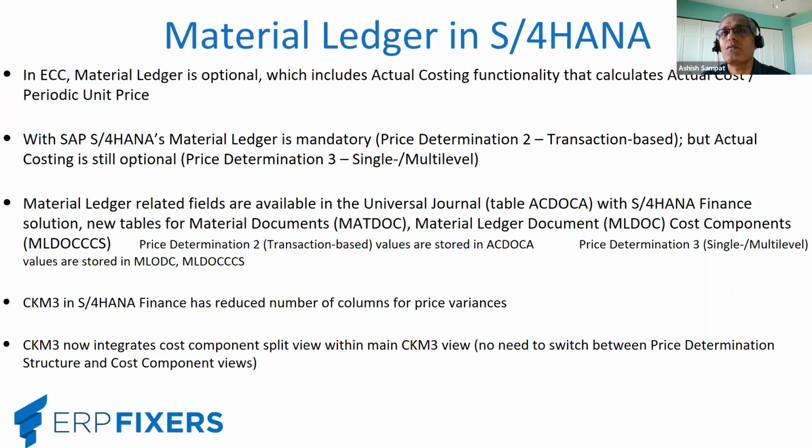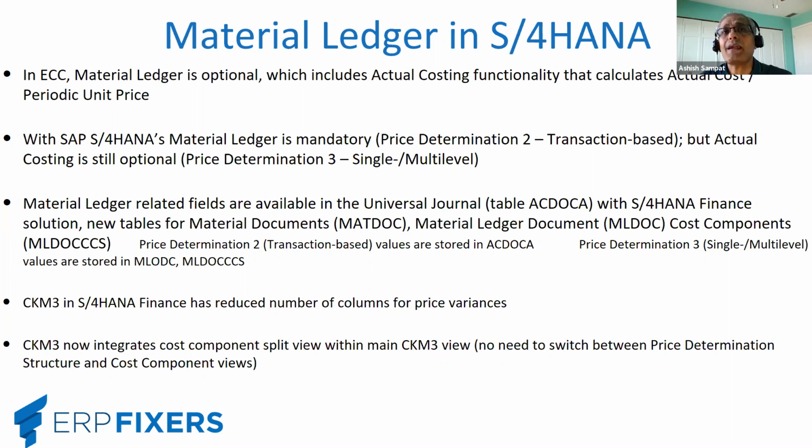And then if you are using actual costing, then that is something that you have to use through material ledger functionality, the actual costing functionality. So transaction based information is stored in ACDOCA, but the single, multi-level, or price determination 3 is stored in ML Doc and ML Doc CCS. ML Doc CCS is for cost component split, and ML Doc is for the main material information.